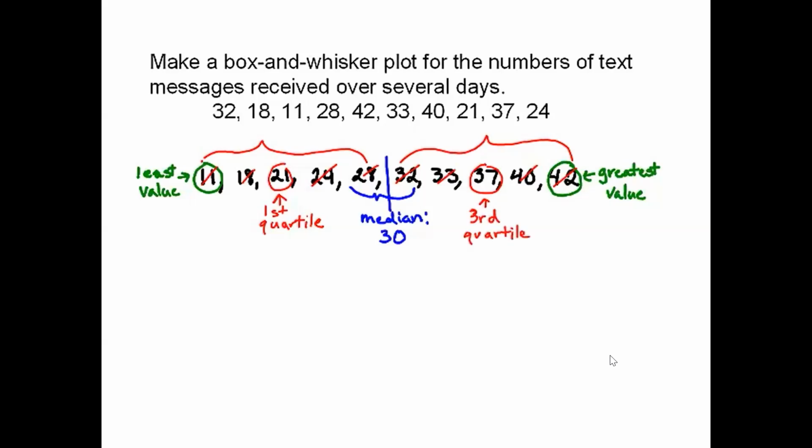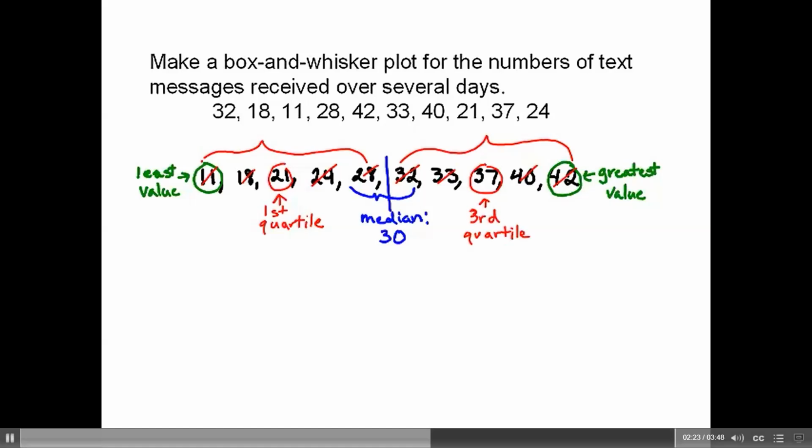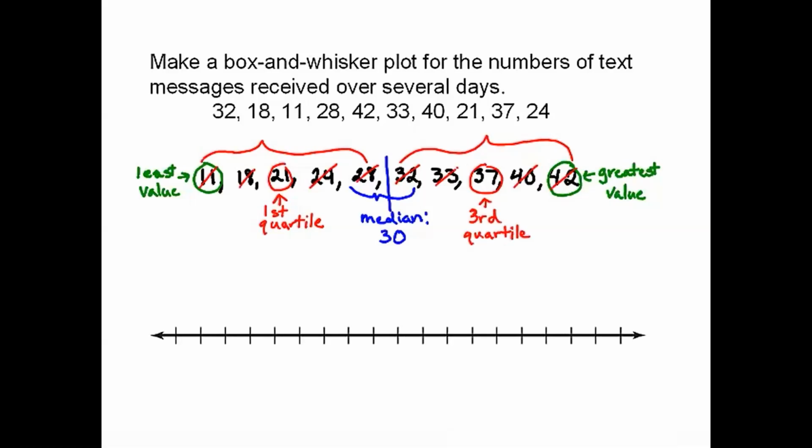Now that we know the 5 important pieces of information, we can make the Box-and-Whisker Plot. To start, we need a number line. Now we need to label the number line. Because the least value is 11 and the greatest value is 42, we need to make sure that the number line includes the numbers between 11 and 42. So let's start with 10 and label the number line in increments of 2.